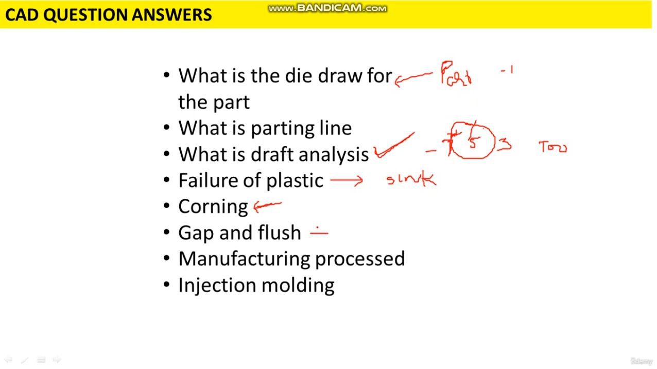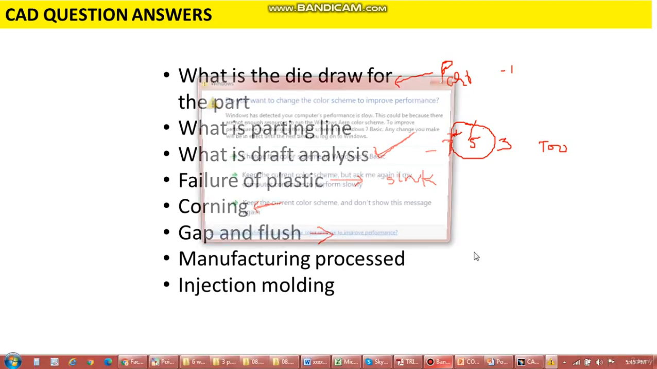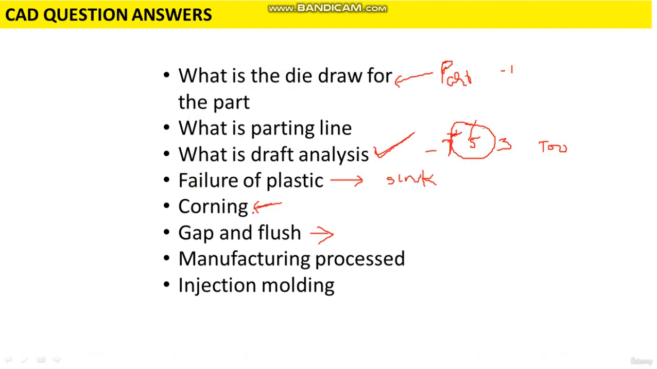Then gap and flush. What is gap and flush? This is also a very common question. Suppose you have two parts. This is one part and this is the second part. If you see this area, this is your flush, and this is your gap for these two parts.